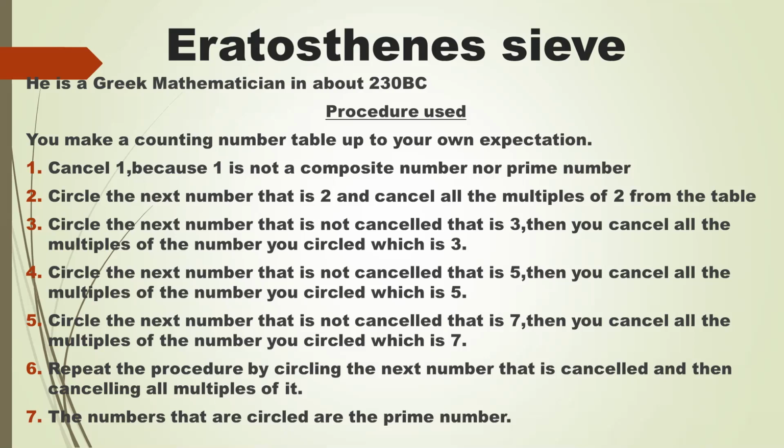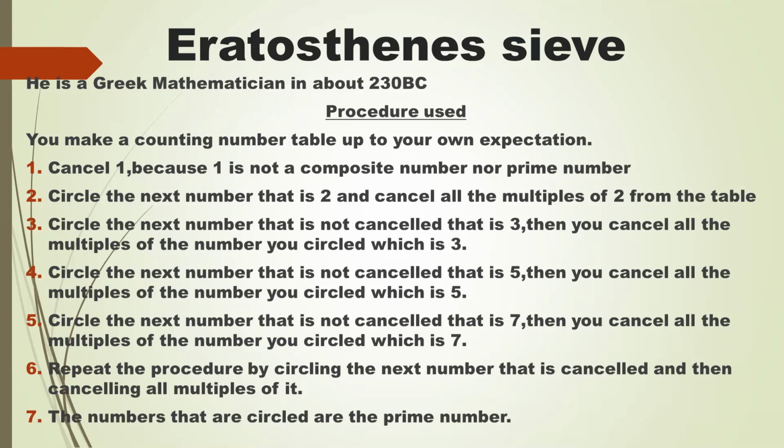So when you list the numbers up to your expectation, the first thing you have to do is cancel one. We will do the practical, so don't worry. The only thing you have to know here is that you cancel one.